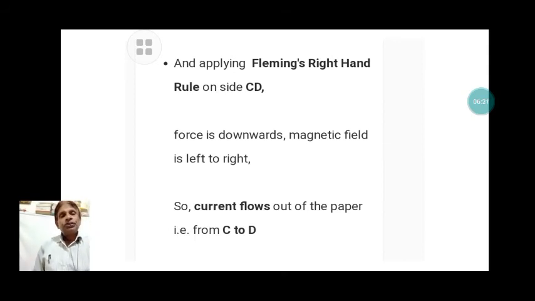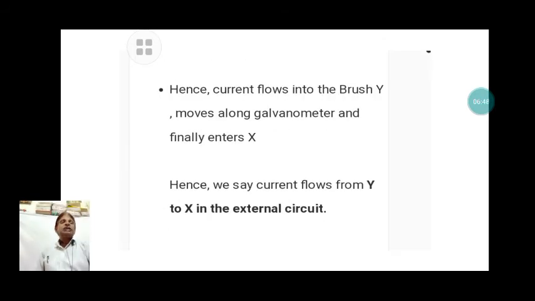Now this end of the coil is connected to the split ring, and the split ring is connected to the carbon brushes. The current flows from the coil to the carbon brushes. Hence the current flows into brush Y, moves along the galvanometer, and finally enters X. The direction of current is from Y to X. These are the two brushes, X and Y. Hence we say that the current flows from Y to X in the external circuit.